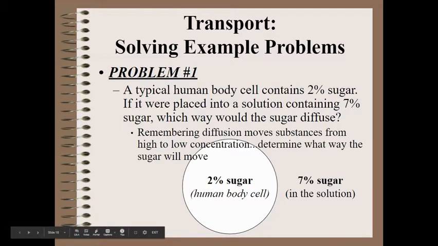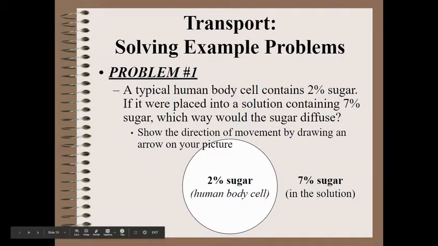So now that you have that information on the picture, and remembering that diffusion moves substances from high to low concentration, you should be able to determine which way the sugar will move. You want to look to see where there's a greater amount and where there's a lesser amount, and then know that the movement's going to go from the greater amount to the lesser amount.